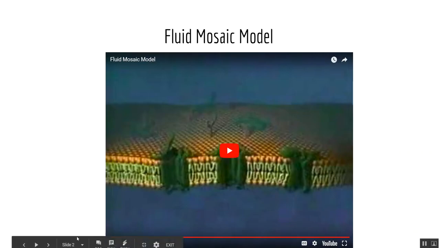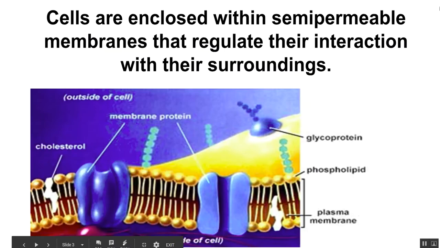Technology is not working for me today. There we go. All right, so cells are enclosed within a semi-permeable membrane that regulates their interactions with their surroundings. So how does it do that? That's what we're going to be looking at today. How does it maintain homeostasis?